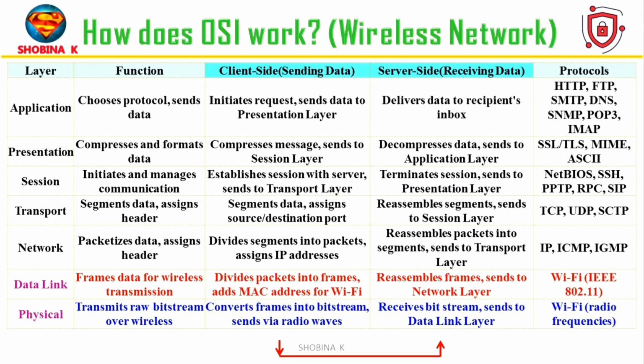And thus the data link layer uses Wi-Fi to frame and transmit data, while the physical layer sends these frames as radio signals to wireless receivers. On the receiver side, the process works in reverse. Here we convert the radio waves back into data.